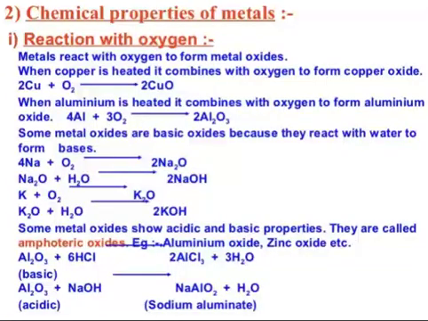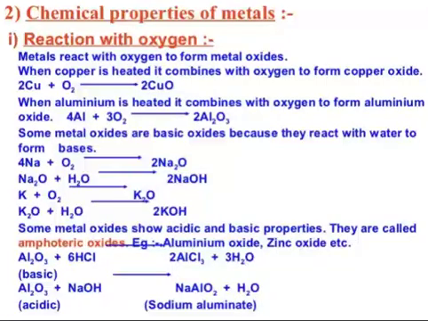So Cu plus O2 gives 2CuO. And aluminium is a metal, and when it is heated, it combines with oxygen to form aluminium oxide. So Al plus O2 gives Al2O3, balancing the equation you have already learnt in grade 7.